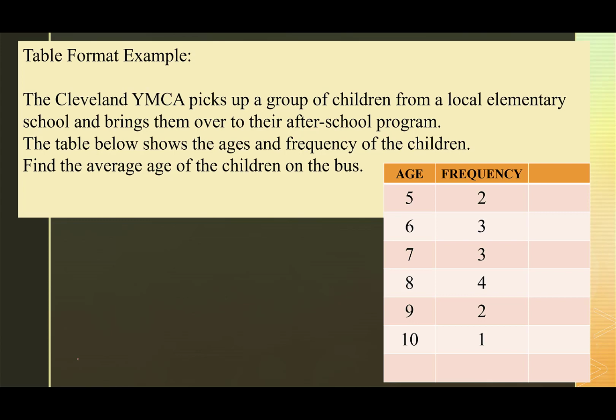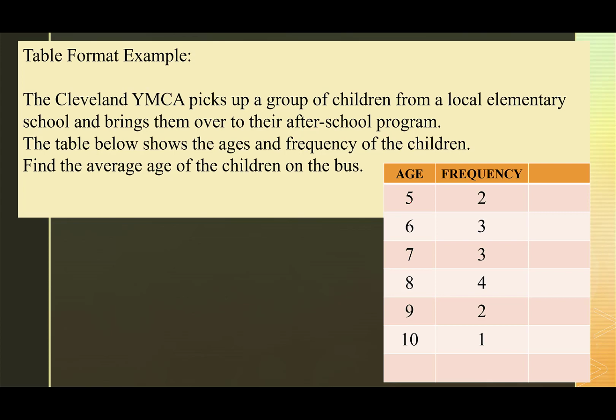Okay, next, I want you to be able to find the mean score from a frequency table. The question says the Cleveland YMCA picks up a group of children from a local elementary school and brings them over to their after-school program. And then the table below has the age of the child and how many children on that bus were that particular age. The question just asks what is the average age of a child that's riding that bus.